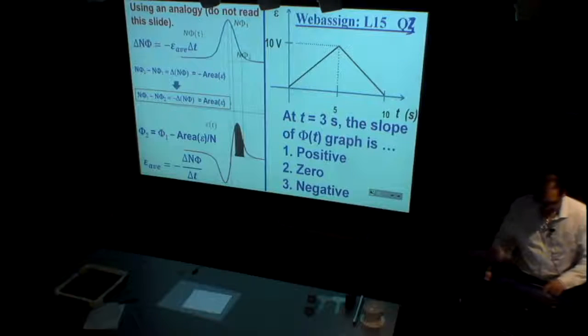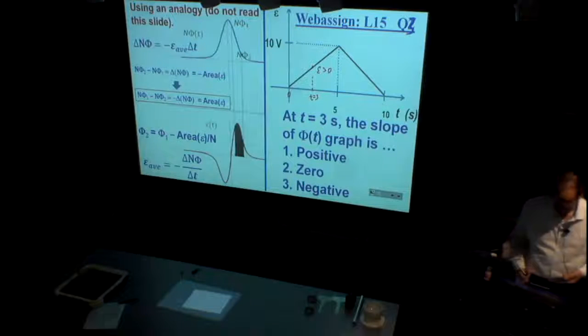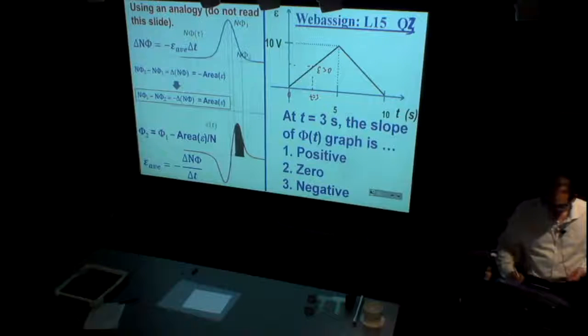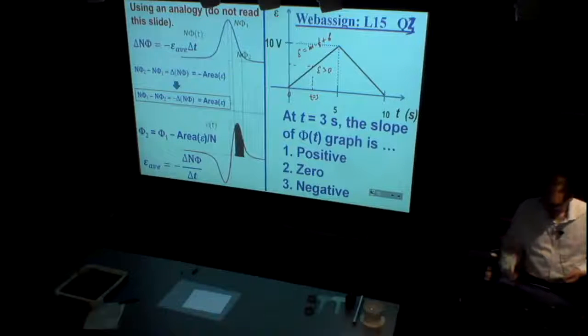Where is t equals 3? T equals 3 is here between 0 and 5. That's t equals 3. And if we look at this time, EMF is positive. Well, we actually can calculate it because it's a straight line. So the graph for this function is linear, some kind of a slope times time plus y-intercept, and the y-intercept should be equal to 0, and we can calculate the slope, which is 10 over 5, 2.